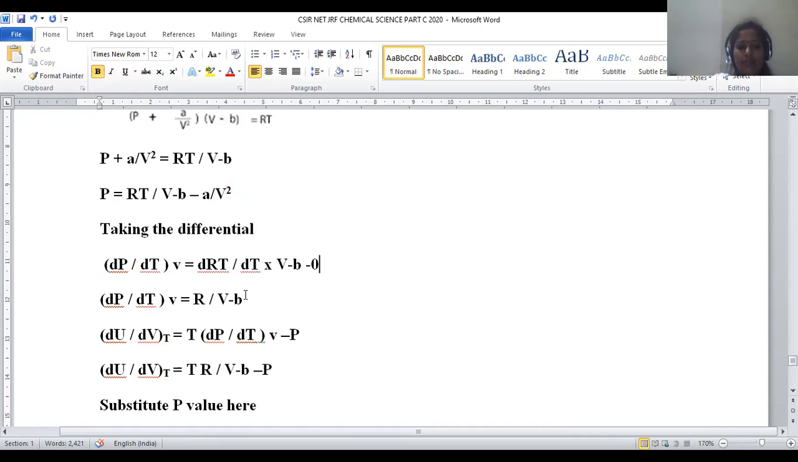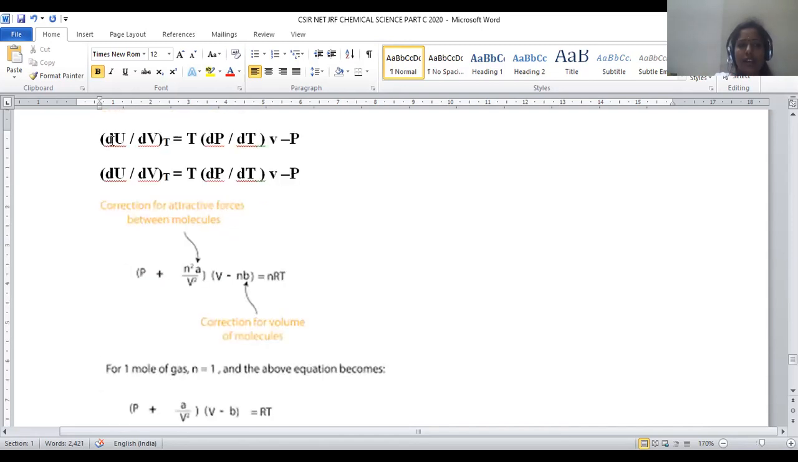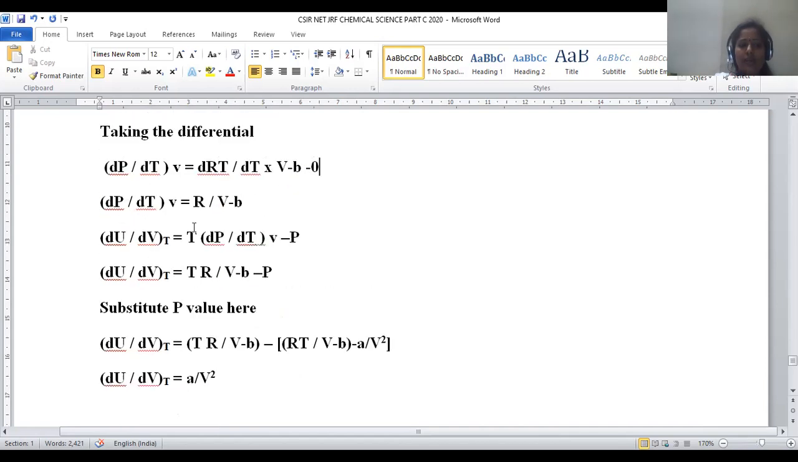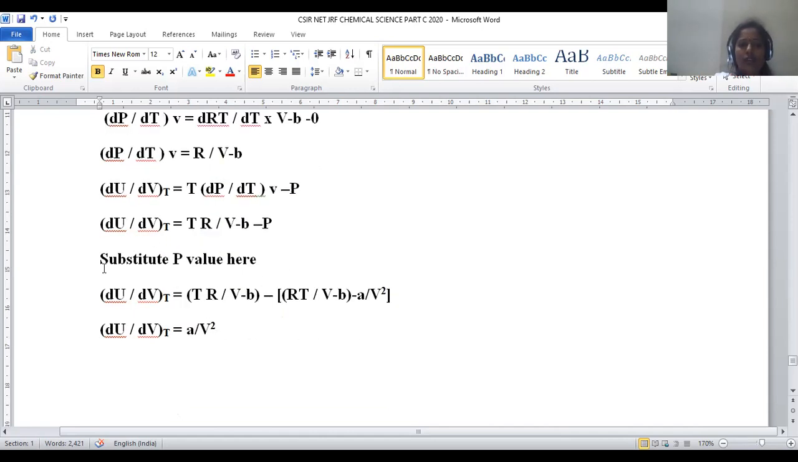So this R by V minus B value can be substituted in the equation. What equation? dU by dV at constant T is equal to T dP by dT minus P. In that equation, this differential term can be substituted. So this dP by dT term can be replaced with R by V minus B, right? Now dU by dV at constant T is equal to T R by V minus B minus P. So the P value is substituted in the above equation.